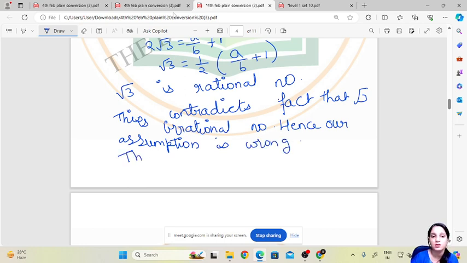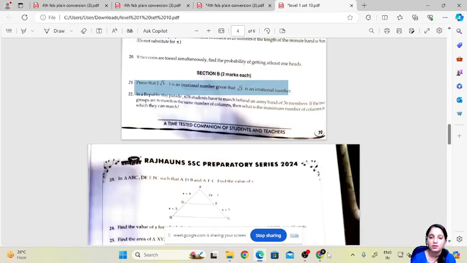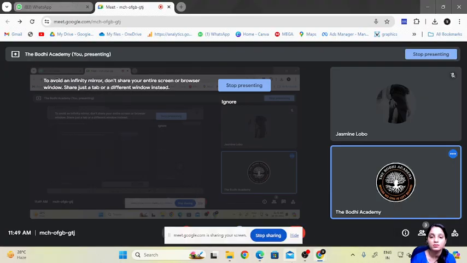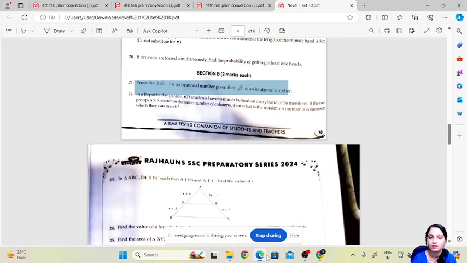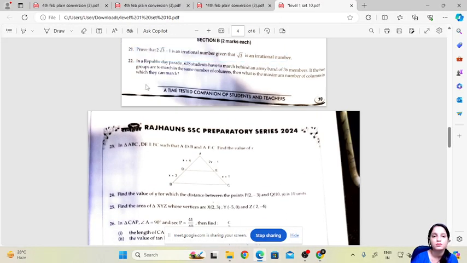So thus 2 root 3 minus 1 is an irrational number. Okay, and the next one. In a Republic Day parade, 678 students have to march behind an army band of 36 members. If the two groups are to march in the same number of columns, then what is the maximum number of columns in which they can march?